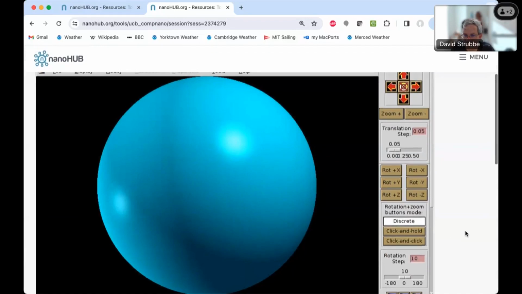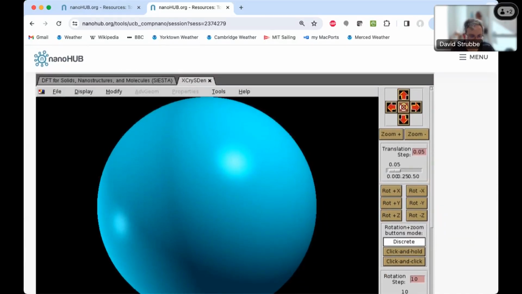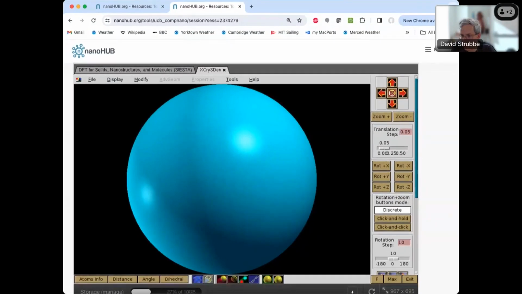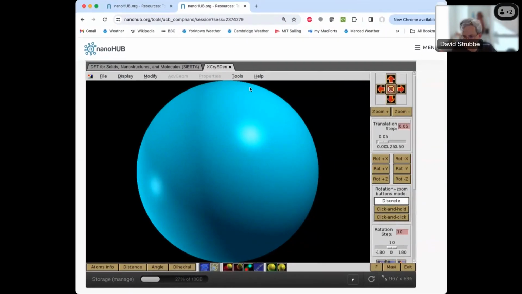All right, and so now we have a little XCrySDen window. I want to just mention, this is a standalone visualization piece of software that a lot of people use on its own. And we have it kind of baked into SIESTA and Quantum Espresso tools so that we can look at data. We also have it separately in nanoHUB. Okay, based on the time, I'm not sure I'll get to looking at that, but you can do some other interesting things in there, visualizing structures, Brillouin zones, Fermi surfaces, Wigner-Seitz cells, and stuff like that. And you can even just upload your own files into that to visualize it.